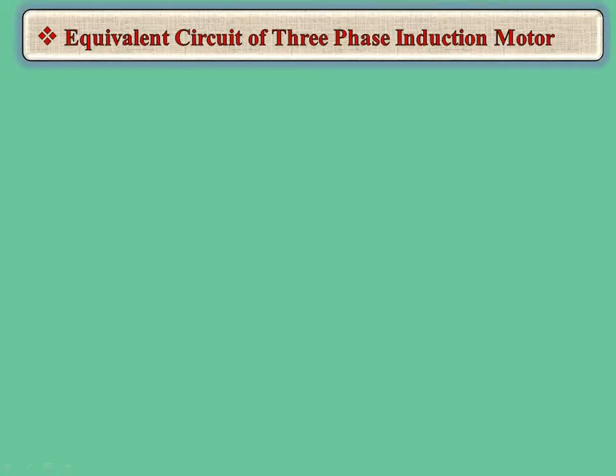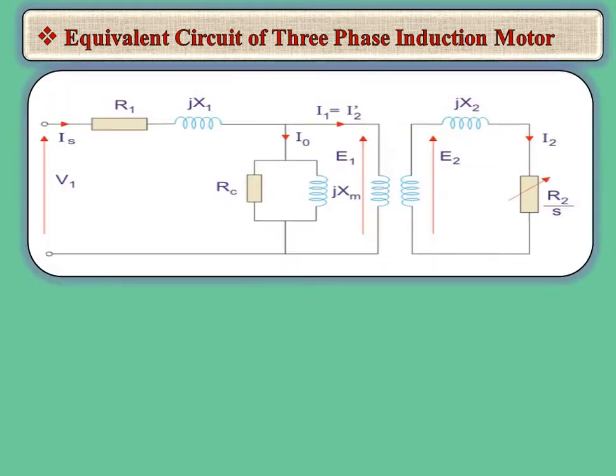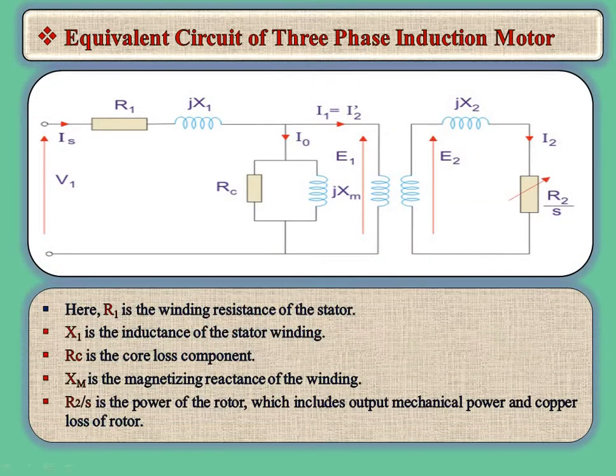Now next is the equivalent circuit of the three-phase induction motor. Here we can see the equivalent circuit of the three-phase induction motor. Here R1 is the winding resistance of the stator, X1 is the inductance of the stator winding, RC is the core loss component, XM is the magnetizing reactance of the winding, and R2 by S is the power of the rotor, which includes the output mechanical power and the copper loss of the rotor.